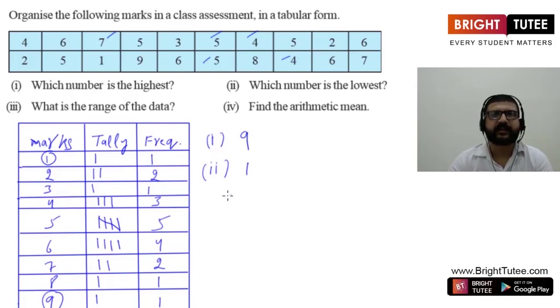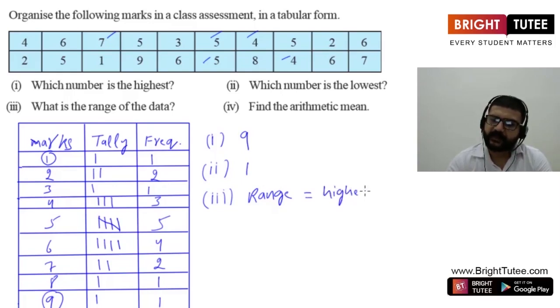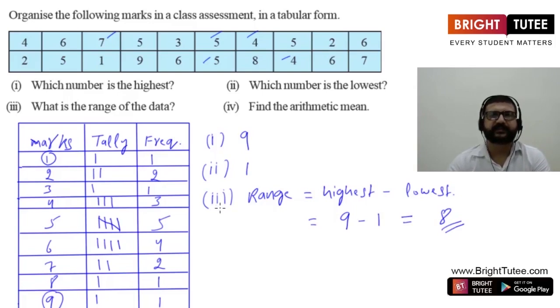Now what is the third question? What is the range of the data? How do we find the range? As we know, the range of the data is equal to the highest observation minus the lowest observation, or we can simply say the difference of the highest observation and the lowest observation. So here the range will be equal to the highest observation, 9, minus the lowest observation, which is 1. So the answer will be 8. 8 is the final answer of the third question.